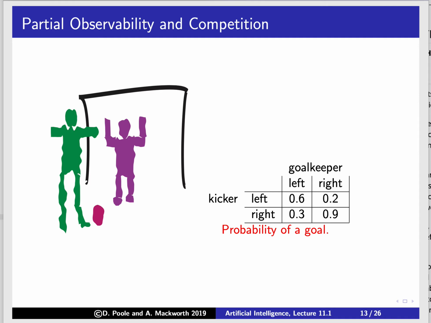Welcome back. So now what we're going to do is look at multi-agent systems where we don't get to observe the state of the world. This is called partial observability. So let's look at one case. First of all, we have partial observability in a computation.